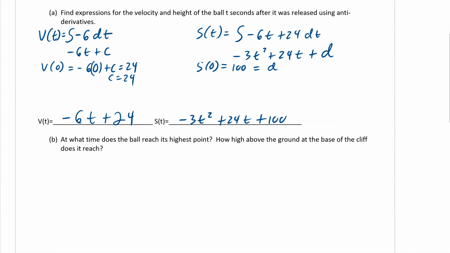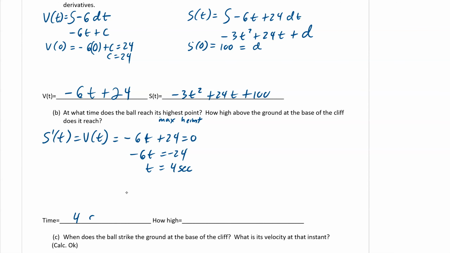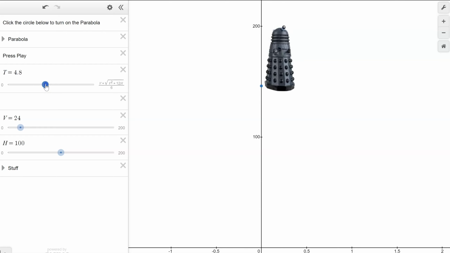So it says here, at what time does the ball reach its highest point? That means we are maximizing height, so we need to find S prime of t, which we already know is v of t. If you take the derivative, you get negative 6t plus 24. And remember, to find the relative maxes and mins, we want to set that equal to 0. So negative 6t equals negative 24, so t equals 4 seconds. So at what time will we reach our max height? 4 seconds. Let's check. I've plugged in 4 seconds, and yep, going to the right we go down, going to the left we go down. So that is our max height right at 4 seconds.